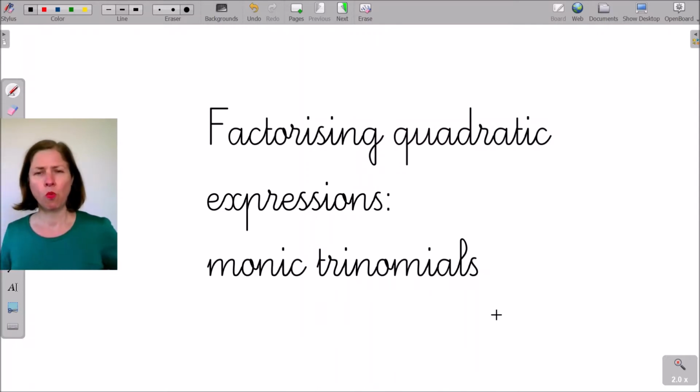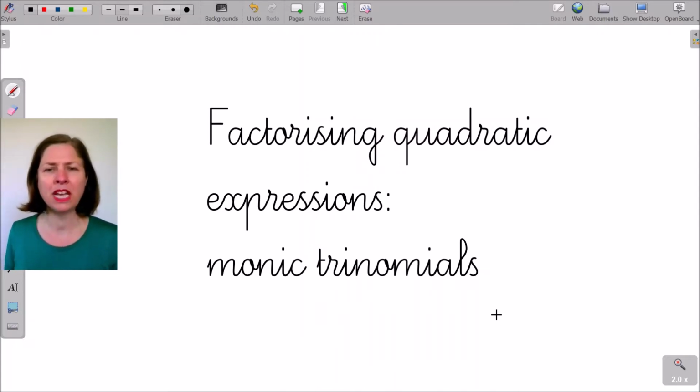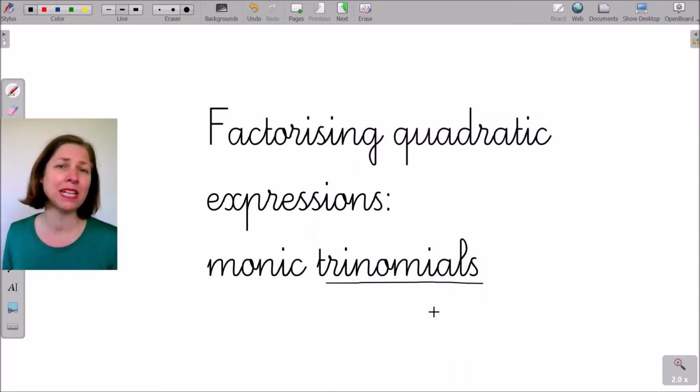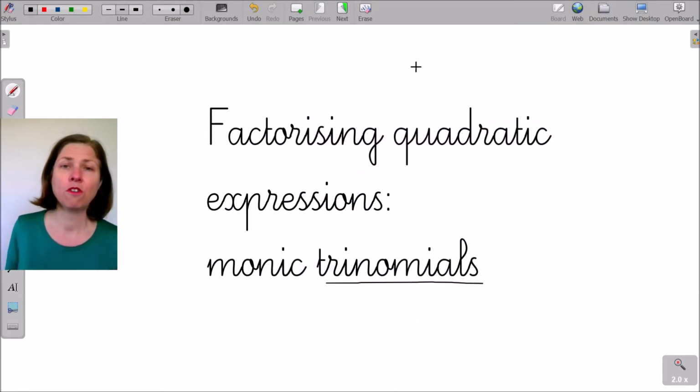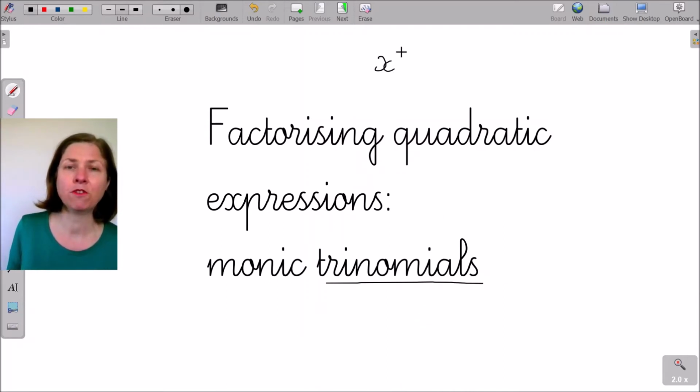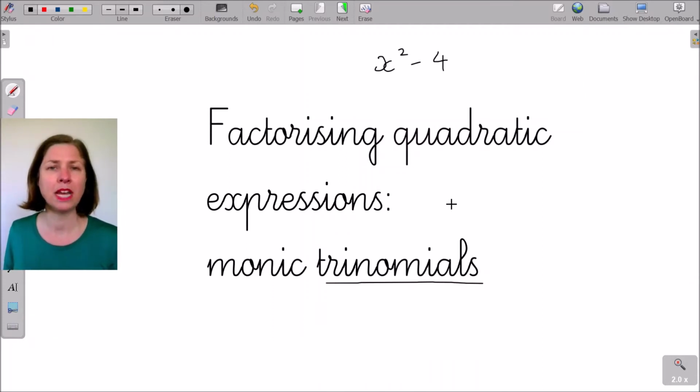So what are we looking at? Well, they're called monic trinomials. So let's look at these two terms. First of all, let's look at trinomial. Trinomial simply means there are three terms. So your difference of two squares pattern is not a trinomial, it's a binomial.